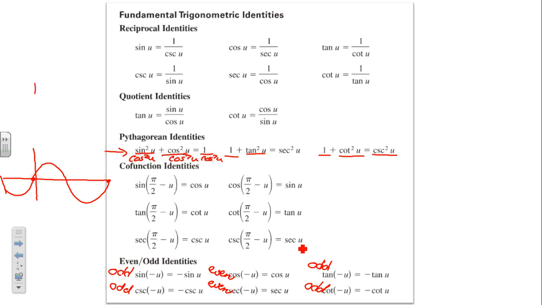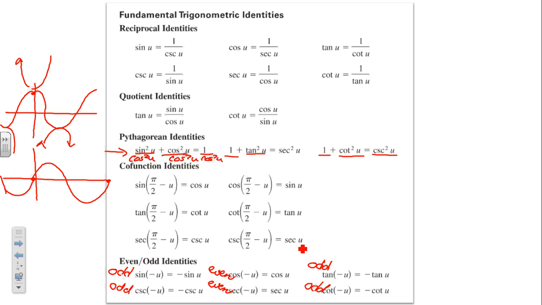Okay. Let's think about the cosine. Cosine starts here, right? What do you think? Is that symmetric about the y-axis? Absolutely. So visually, we can see it. And then when we talk about the secant, secant looks like this, right? So will that be symmetric about the y-axis? Absolutely. And it's apparent that if sine is not, then cosecant is not going to be as well.